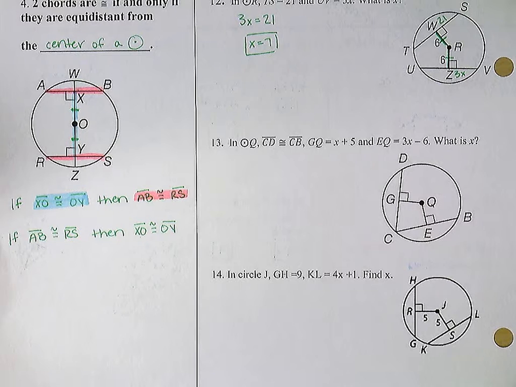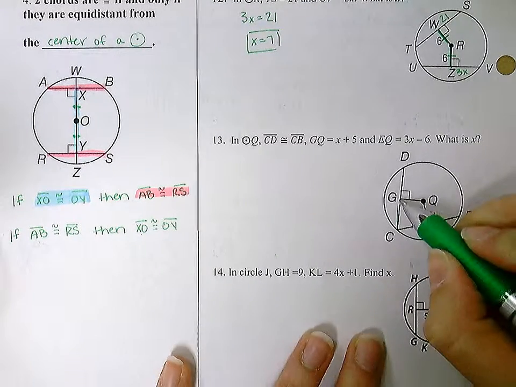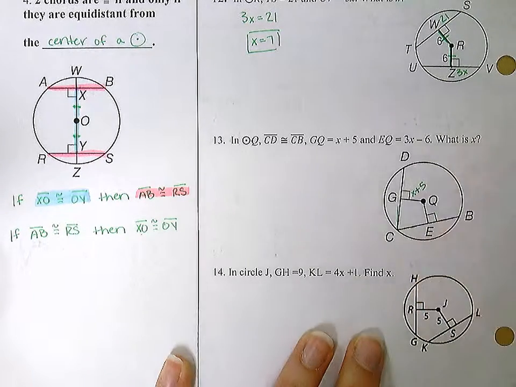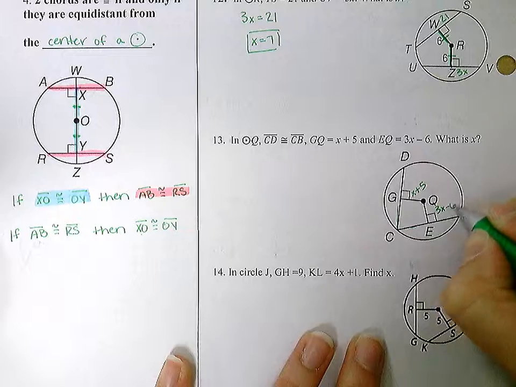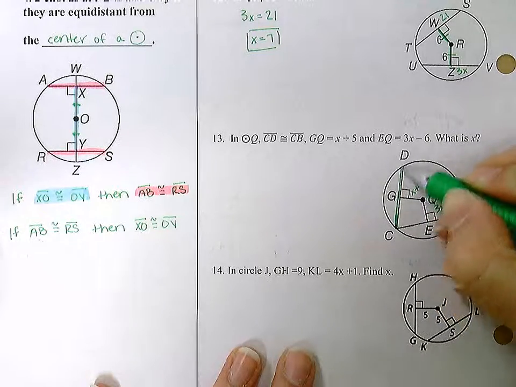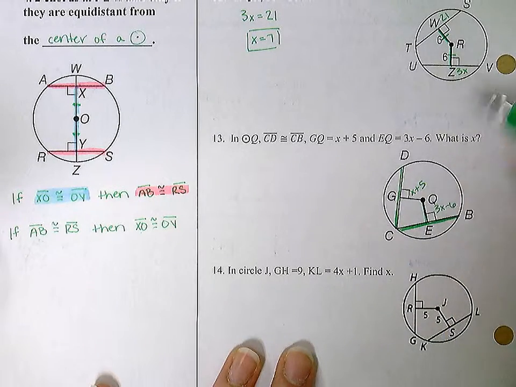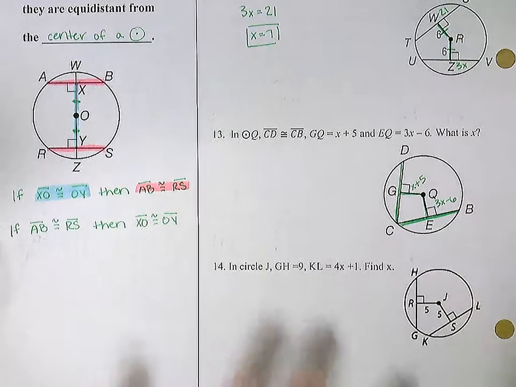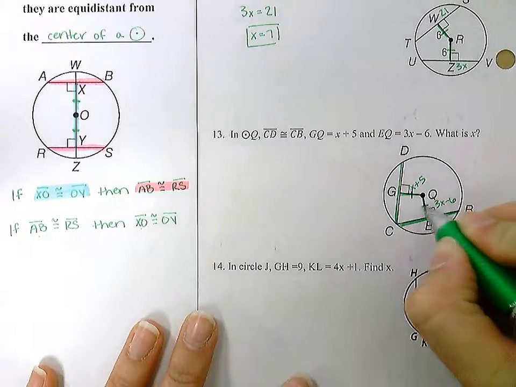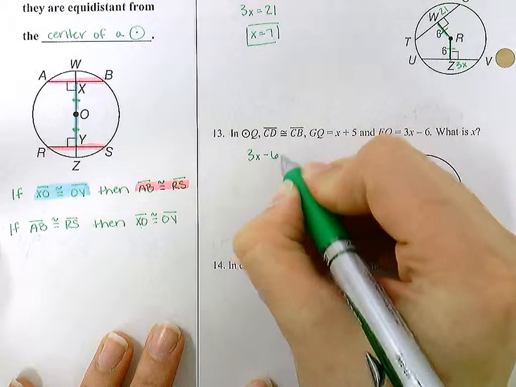Number 13, in circle Q, CD, so this length right here is congruent to CB, and GQ is equal to x plus 5, and EQ is 3x minus 6. Well, if I know that my chords are congruent, okay, so those two chords are congruent. They're the same distance from the center, so that distance has to be equal as well. Okay, so that means GQ and QE are congruent to each other, so we can set them equal.